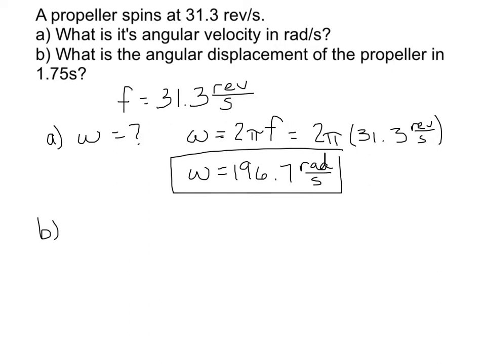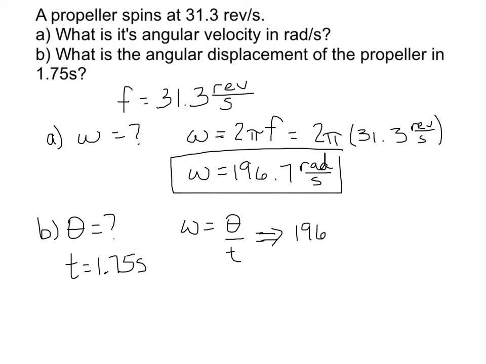Part B, when you're asked to find the angular displacement, that would be theta, and you are given a time of 1.75 seconds. This version of angular velocity was one of the ones that was required, and the formula looked like this. Angular velocity is equal to angular displacement over time. So when we go to plug in our numbers, we found the angular velocity in part A, and angular displacement's what we're looking for, and you were given a time of 1.75 seconds. We're simply going to multiply the time on both sides, so when we say 196 times 1.75, you get 344.2 radians.